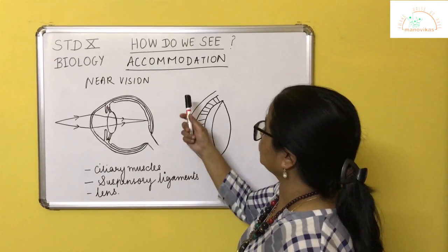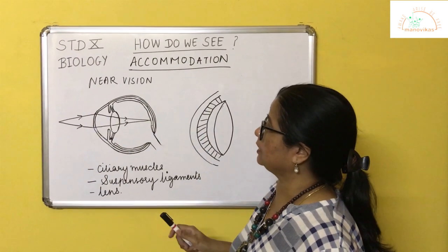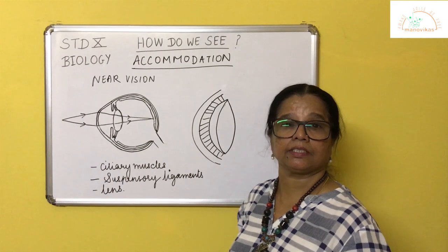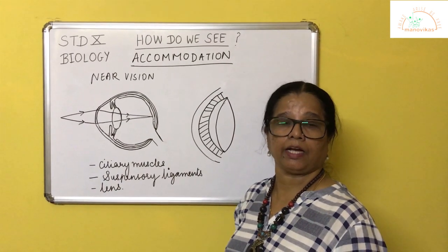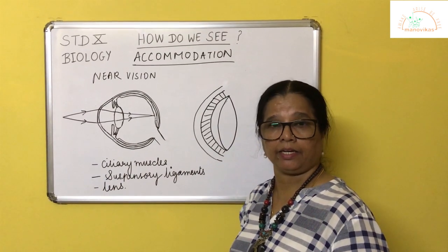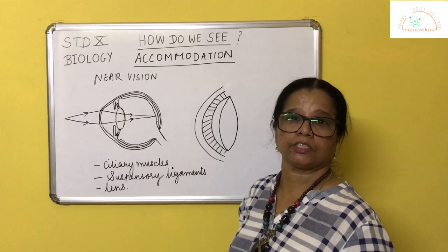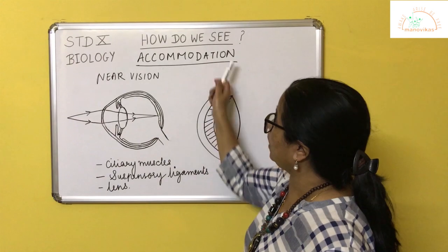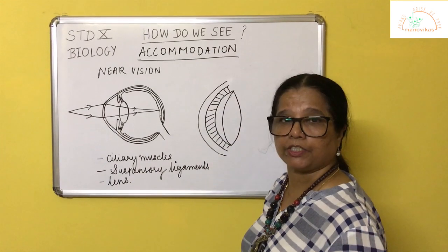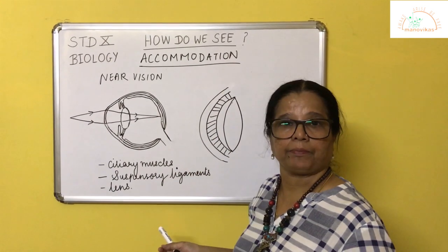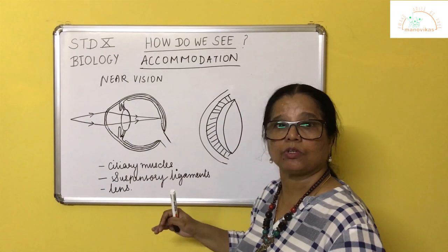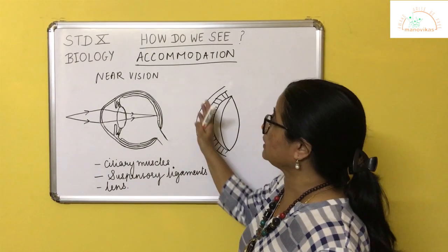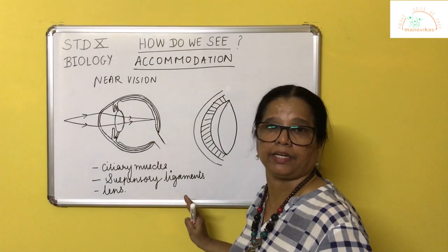Let us now study accommodation. When I say the word accommodation, it means the ability of the eye, or the adjustment of the eye, to assure clear vision of objects placed at different distances. So how does the eye achieve this accommodation? Two things can happen. Either the object can be close, which is near vision, or it can be in distant vision. First let us study near vision in detail.